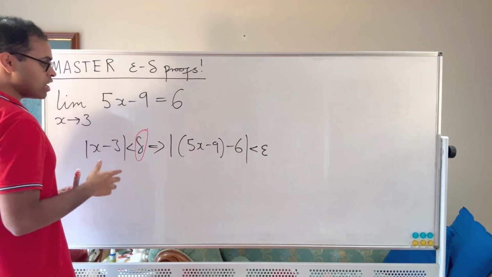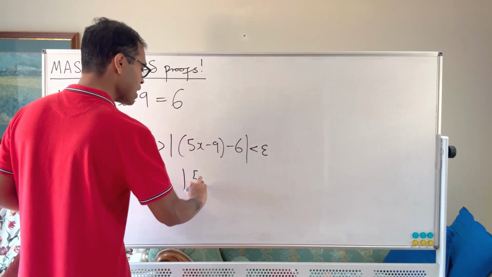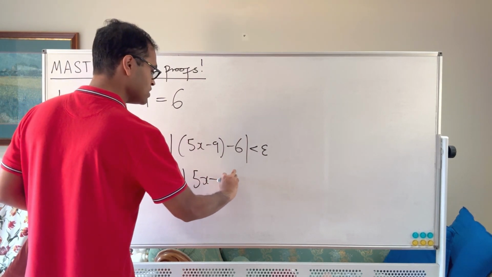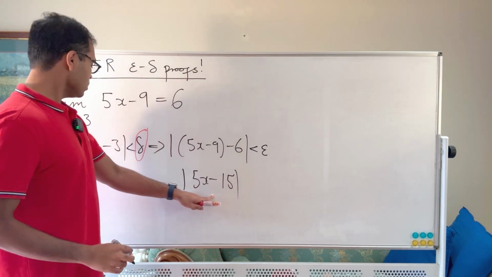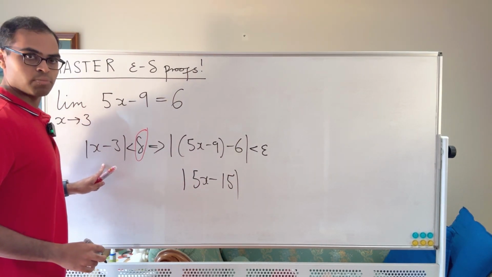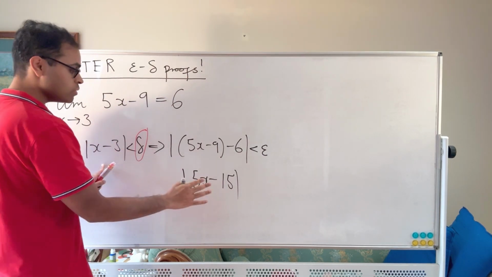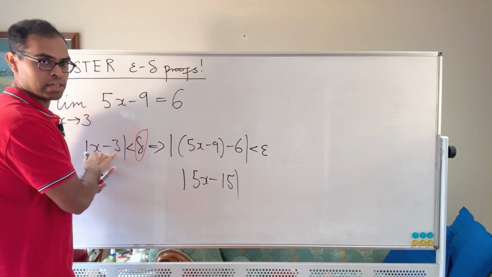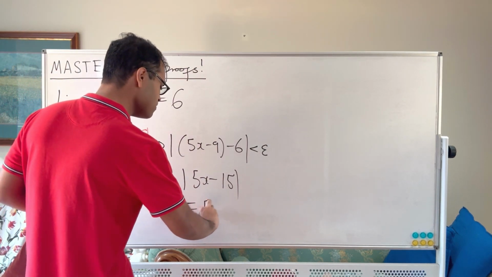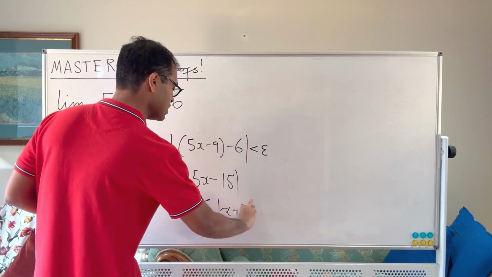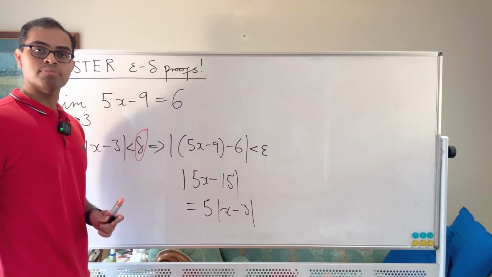So here we're going to say, the absolute value of 5x minus 9 minus 6 is the absolute value of 5x minus 15. And we want to make this small, knowing that the absolute value of x minus 3 is small. We want to figure out how small this has got to be, so we need to express this in terms of the absolute value of x minus 3. That's going to be the general philosophy. So we can write this as 5 times the absolute value of x minus 3. That was nice enough that we could express it this way.